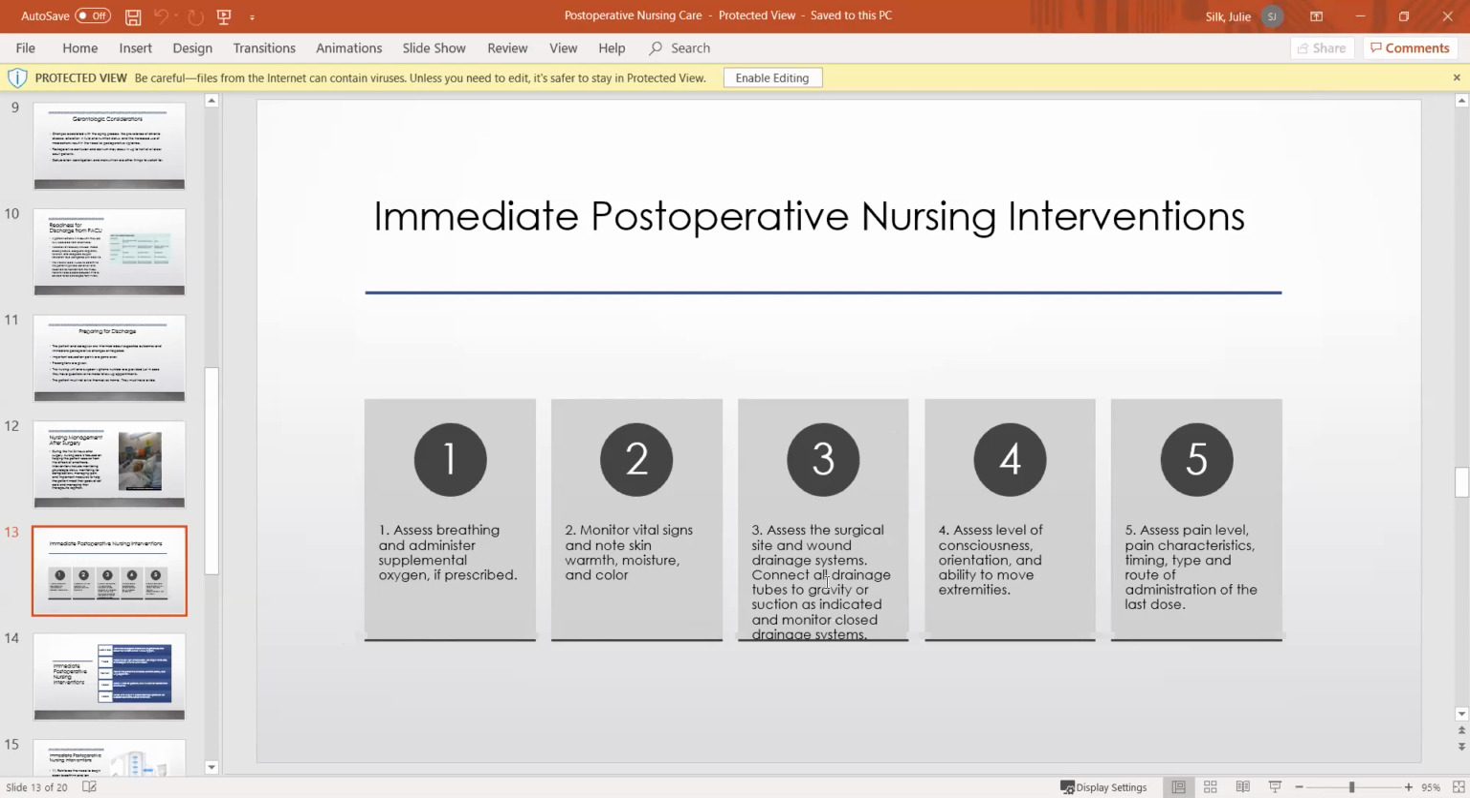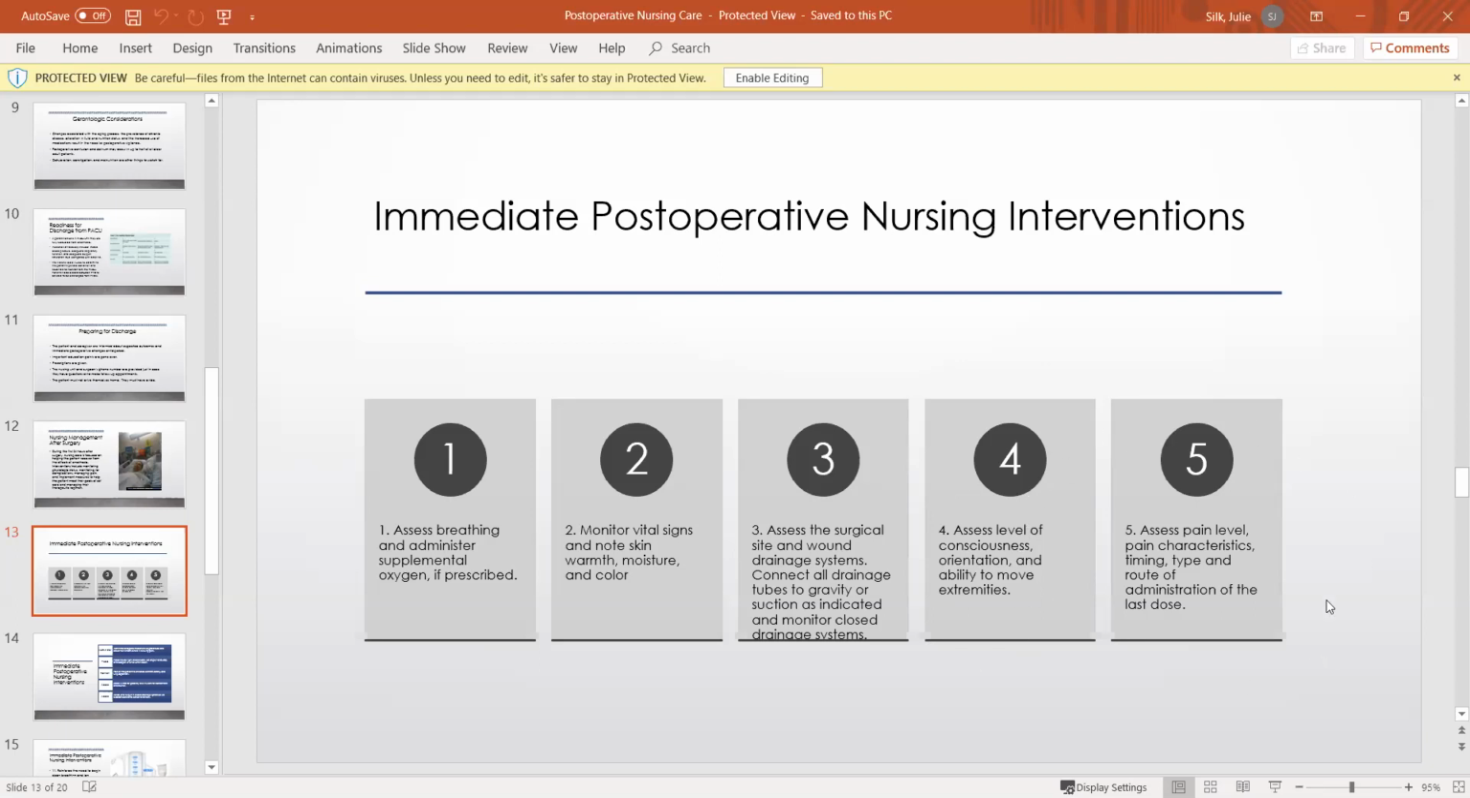If they have a wound drainage system, you're going to take care of that. That may need to be emptied by the time they get to you. You're going to connect all drainage tubes to gravity suction or as indicated and monitor closed drainage systems. You're going to assess their level of consciousness and orientation and if they can move all of their extremities.